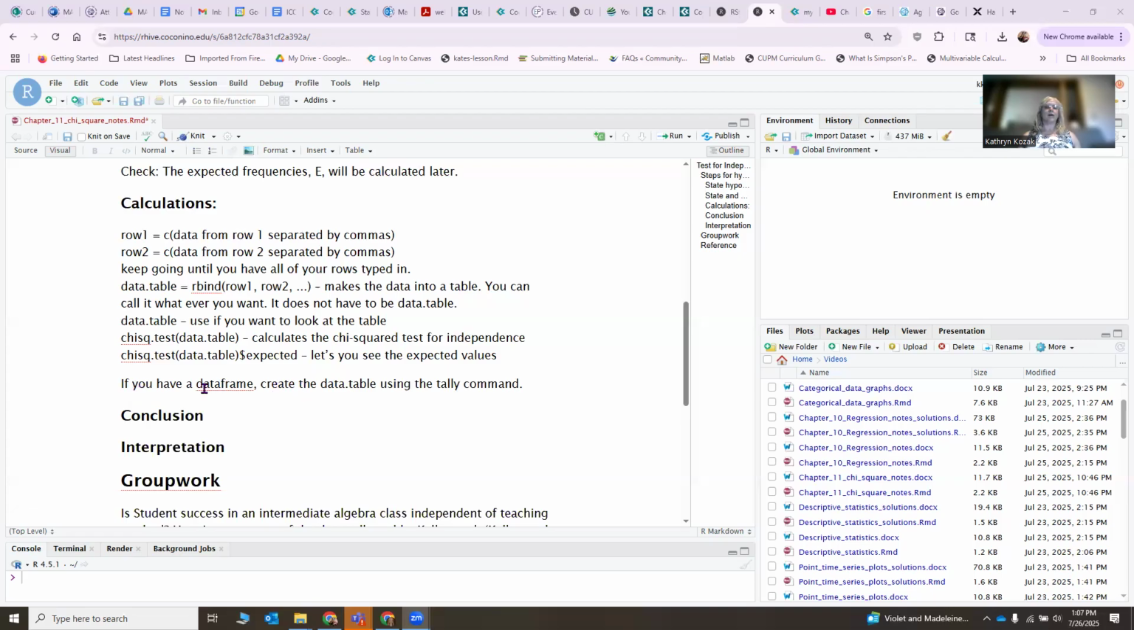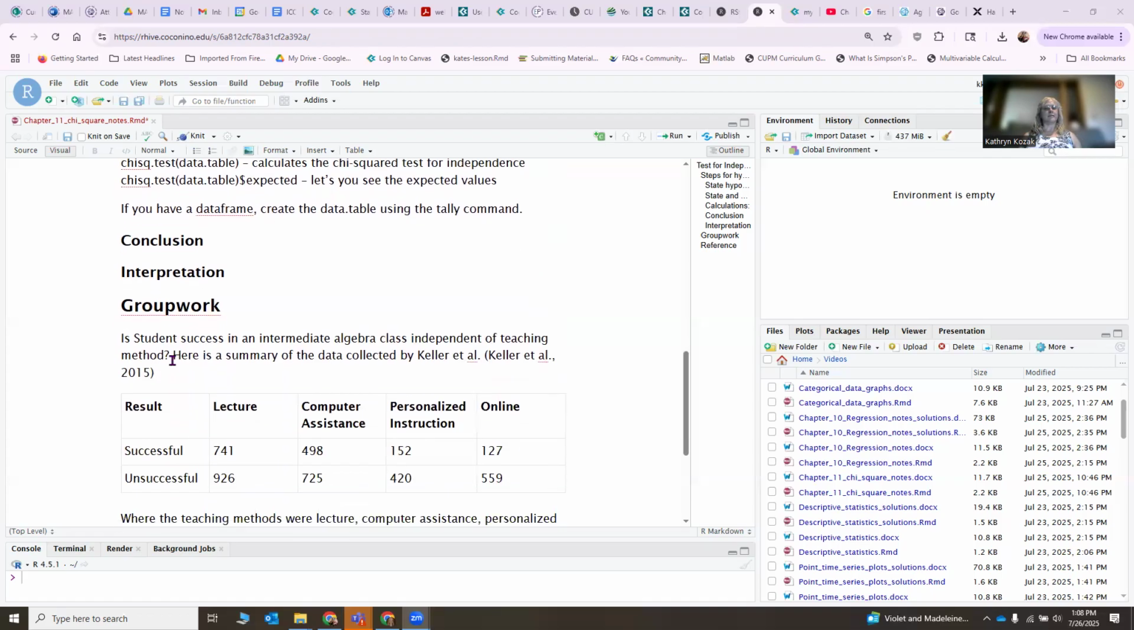Again, if you have a data frame, you would create the data table using the tally command, which we've used in the past. When you created contingency tables, you would just give it a name and save it. Then you have your conclusion and interpretation.